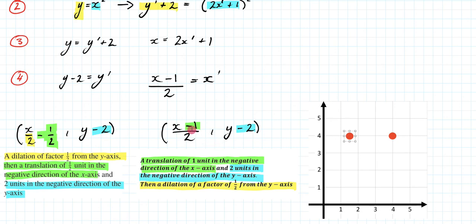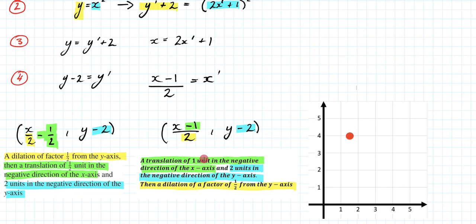So this way is telling me I'm first going to move it 1 unit in the negative x direction. So I'm going to take my 4 and move it 1 unit in the negative x direction. And then this 2 here, let me highlight that 2. This 2 here is telling me I'm going to divide it by 2. So a dilation of a factor of a half from the y-axis. So I'm going to take my x value, which is 3, and I'm going to times it by a half. 3 times a half is 1.5, which is going to bring me there. So as you can see, I get to the same spot. Whichever way I use, I get to the same spot.